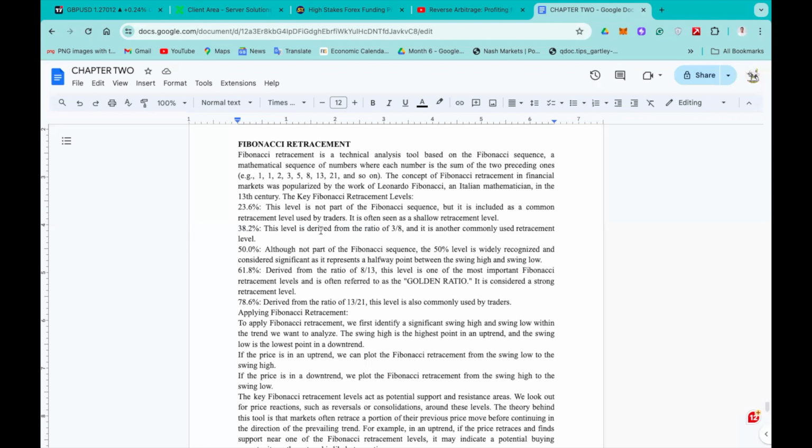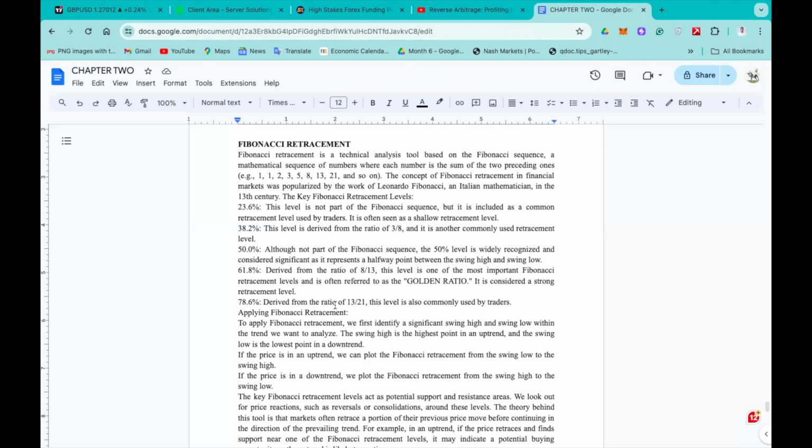38.2. This level is derived from the ratio 3 divided by 8. It is another commonly used retracement level. 50%, although not part of the Fibonacci sequence, the 50% level is widely recognized and considered significant, as it represents a halfway point between the swing high and the swing low. 61.8, derived from the ratio 8 divided by 13. This level is one of the most important Fibonacci retracement levels and is often referred to as the golden ratio. It is considered a strong retracement level.